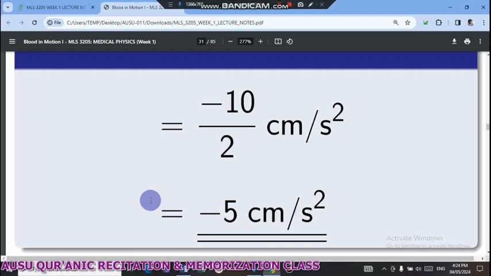Even though we know that the SI unit of acceleration is meters per second squared, not centimeters per second squared, we leave it like this because this acceleration is small. If I divide this by 100 to get it in meters per second squared, it will be minus 0.05 meters per second squared, which is a small value, so I can leave it like this and it's okay.